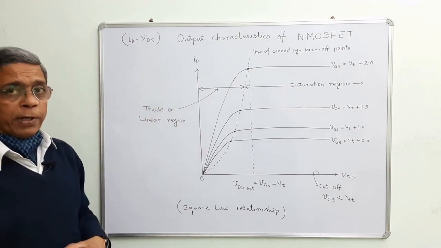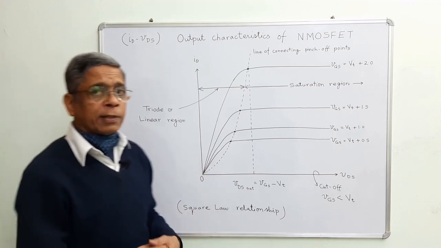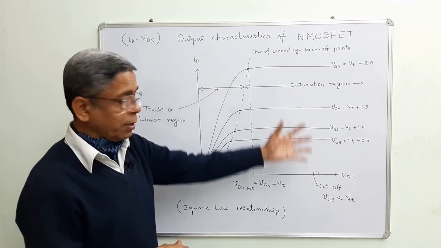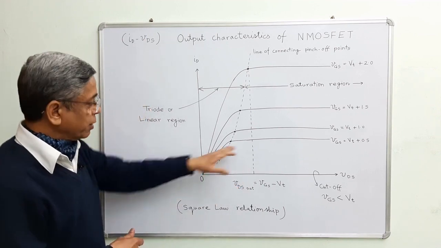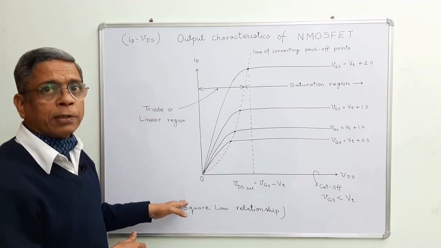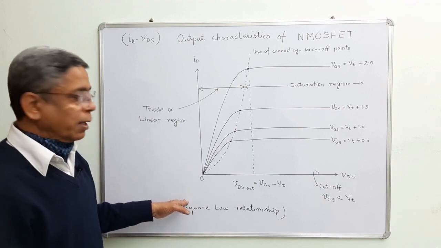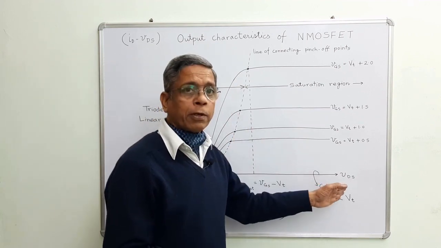For P-type MOSFET, everything will remain the same, but the overall graph tracing will be in the third quadrant. This is first, second, and third quadrant, because the polarity and direction of current will be reversed for PMOS.